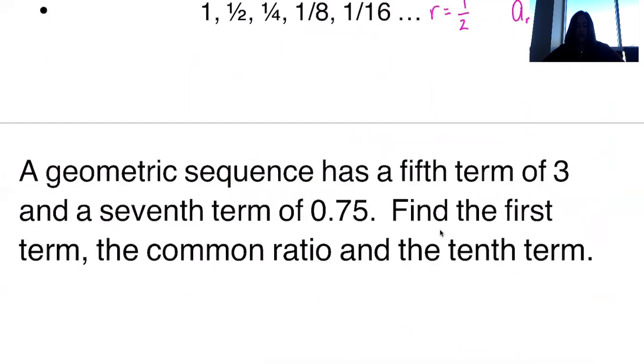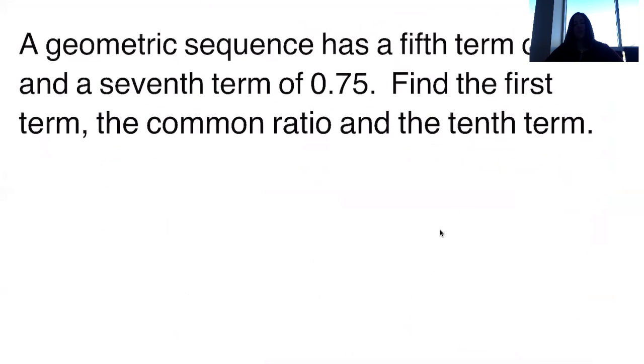All right, so say a geometric sequence has a fifth term of 3 and a seventh term of 0.75. That's saying that a sub 5 is 3 and a sub 7 is 0.75, or we can write that as 3/4. Find the first term, the common ratio, and the 10th term. So really we want to find our equation.